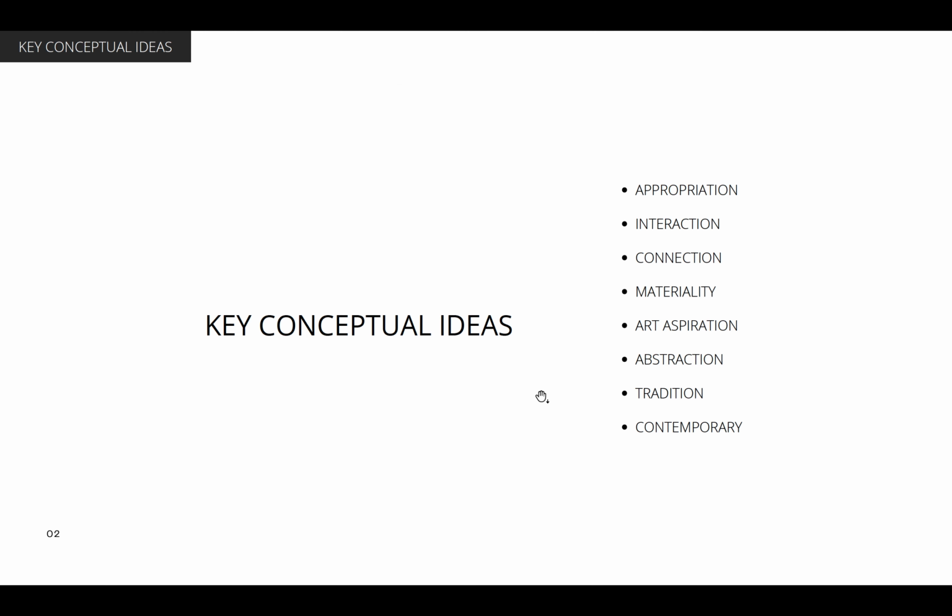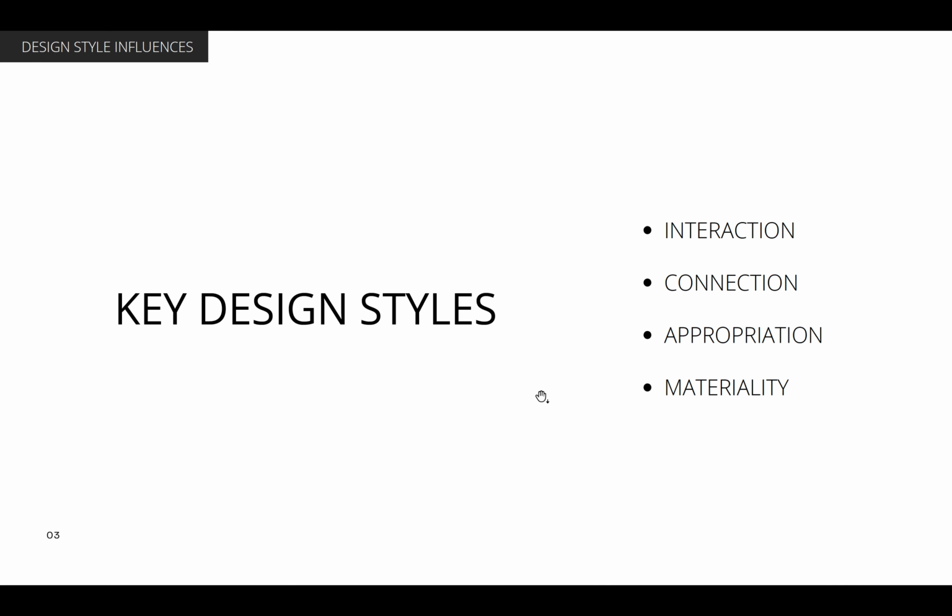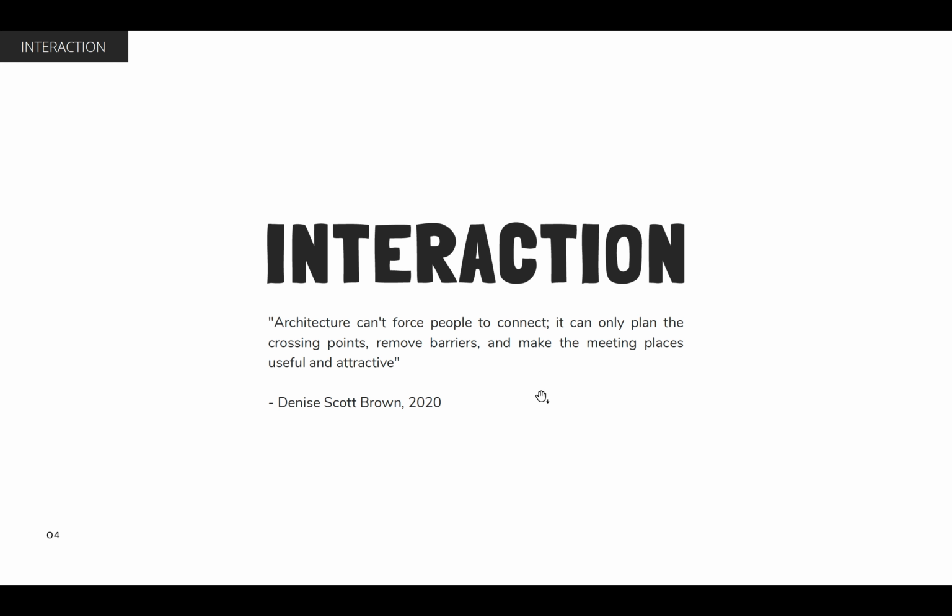Here are all my key conceptual ideas that were developed from the previous years until now. When the modern is combined with the traditional architecture, this is the result. So my key ideas would be interaction, connection, appropriation, and materiality. Architecture can force people to connect. It can place crossing points, remove barriers, and make meeting places useful and attractive.